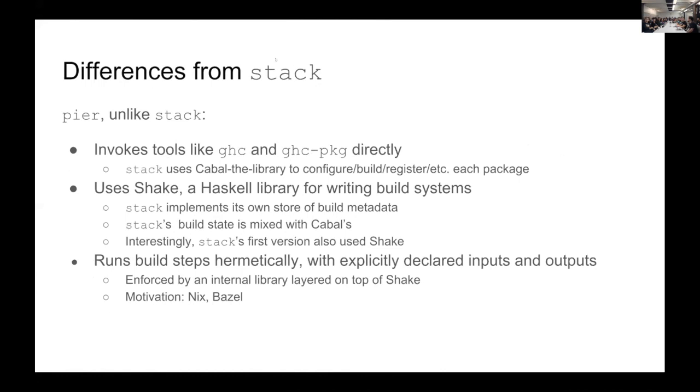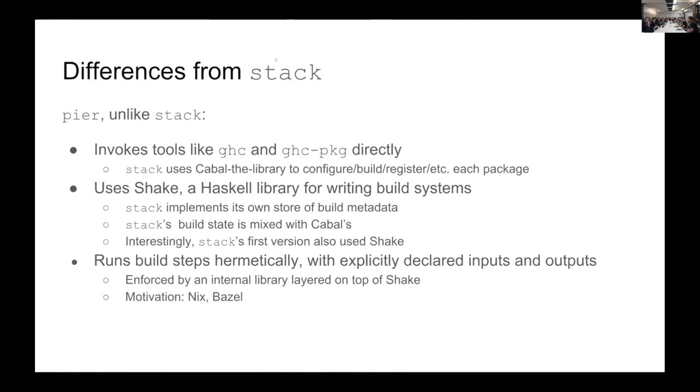So what makes Pier different from Stack? The main difference is that it invokes tools like GHC and ghc-pkg directly. If you look at how Stack works under the hood, or if you've examined the details of its output, it actually uses Cabal, the library, for all of the individual package build steps, like configuring it, building it, registering it, and installing it. In contrast, Pier calls the commands directly.